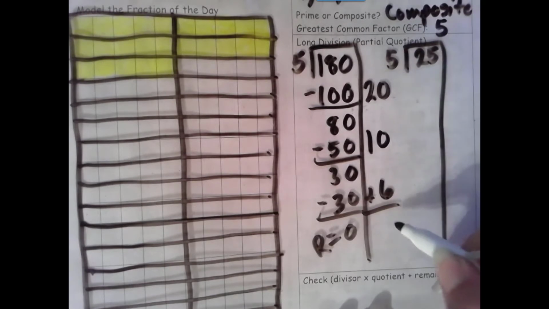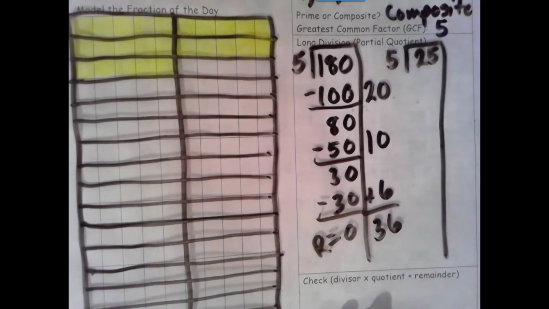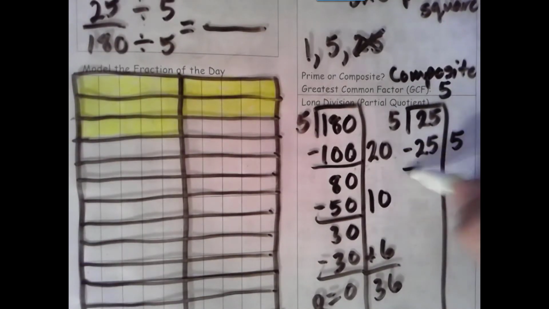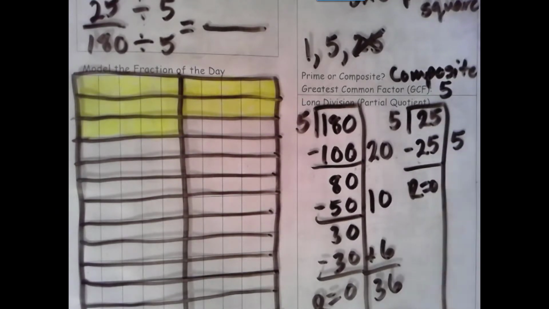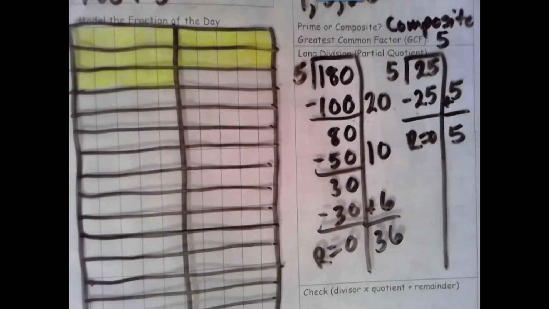0 plus 0 plus 6 is 6. 20 plus 10 is 30. Now here, 5 times 5 is 25. Numbers the same, zeros the game. And we get 5. We still need to check our answer.